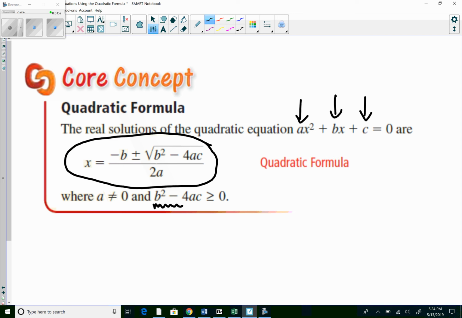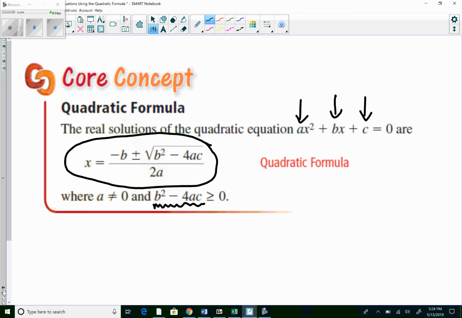And then again here is that discriminant. Anytime we're calculating the quadratic formula, this discriminant always needs to be greater than or equal to 0, because remember, this is what's underneath the square root sign here. This always needs to be positive.